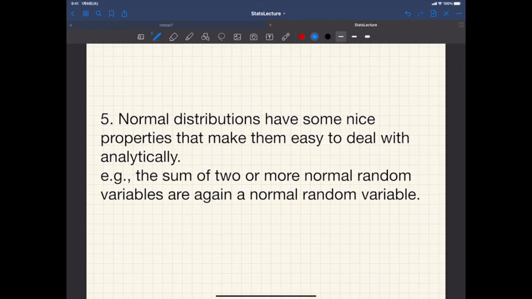And the final reason, normal distributions have some nice properties that make them easy to deal with analytically. So, for example, the sum of two or more normal random variables is again a normal random variable. This is a very nice property, and it makes it very easy to deal with by hand without using computers.